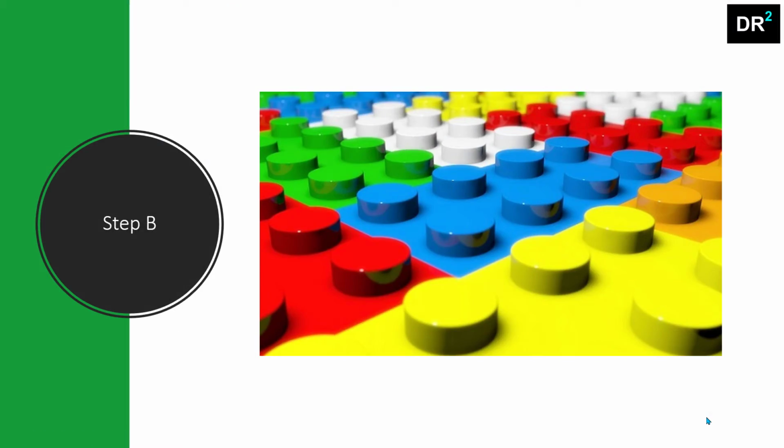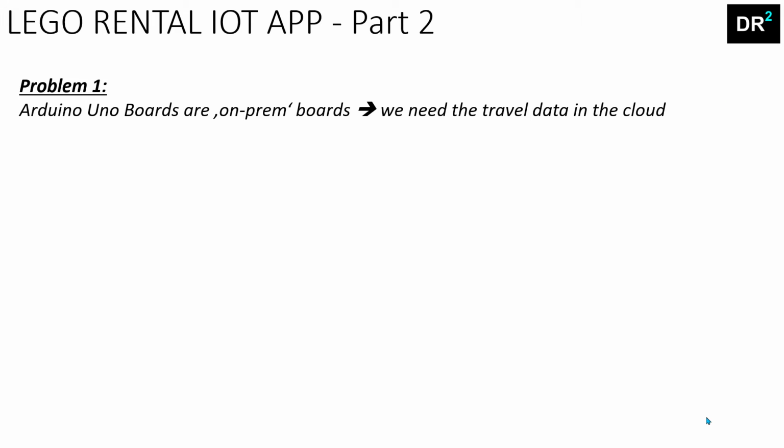Okay, so after this first demo, let's have a look at the next step that we need to do. The idea is, of course, we want to transfer the data to a cloud storage, because we need that for our app and the Dataverse table, so the data has to be there. But when we try to do that, we have a problem with this Arduino board that I just showed you. The problem is that these boards are on-prem boards, basically, so they do not have a native cloud integration.